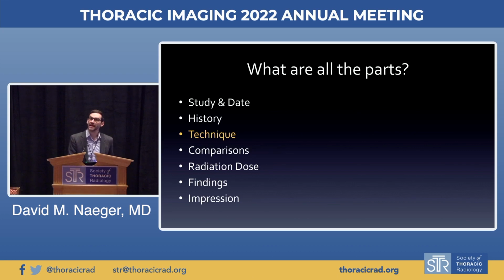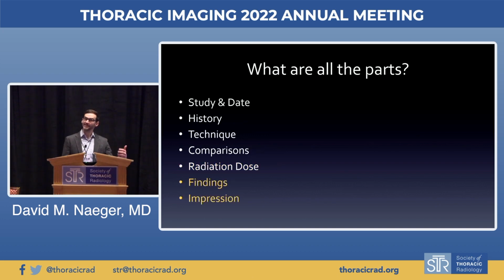All right, next is technique. This usually is built into your template, but sometimes we have versions of techniques. If the study changes, you have to make the technique match what was actually done. Okay. Next is comparisons. This is anything you compared, even if it's multiple. It's not just the most recent, okay? Sometimes this happens automatically, listing your comparisons. Radiation dose is only at some places, okay? Some states, for example, so you may or might not do that part.